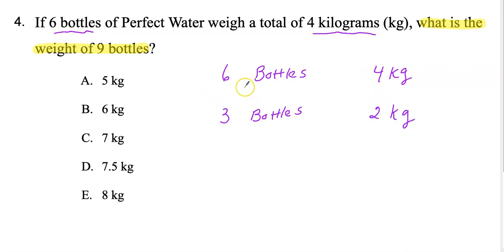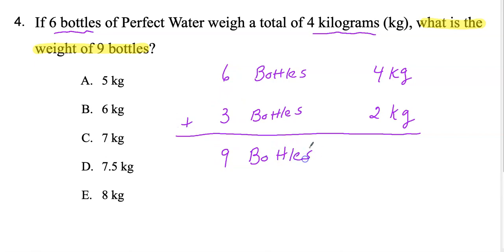Hope that makes sense to you. I'm just saying, let's not lose our common sense here. If 6 bottles weigh 4 kilograms and I have half the number of bottles, then 3 bottles must weigh 2 kilograms. I just took half of each, divided by 2. I divided this by 2, I get 3. I divided this by 2, I get 2. And look, now watch, I can just finish this up. I have 6 bottles and 3 bottles. If I add that up, I'll get 9 bottles. I'll add these up, 6 kilograms.